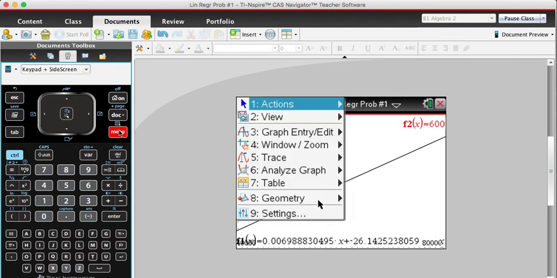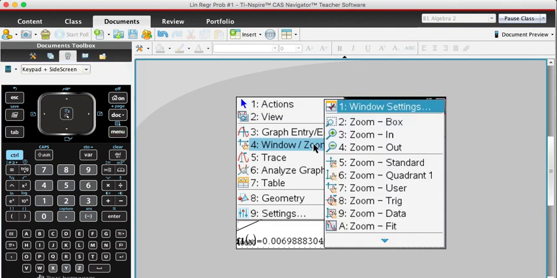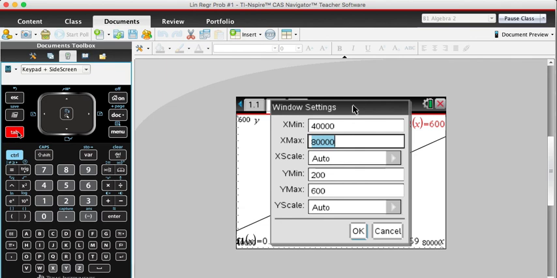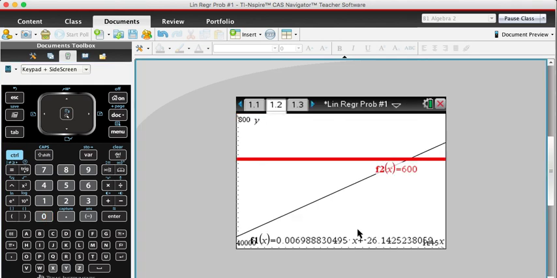So I'm going back to the window settings, menu, 4 for window, 1 for window settings. I need to make these numbers bigger. I need my x coordinates to go wider. So 80,000 wasn't enough. Let's guess 100,000 maybe. And this is just a guess. And then my y coordinates, I need them to go higher because that 600 is right at the top of the screen. That's hard to see. I'm going to put in about 800. Hit OK. Aha! Now it's better. I've adjusted it so I can clearly see the intersection. You have to be able to see the intersection to find it.